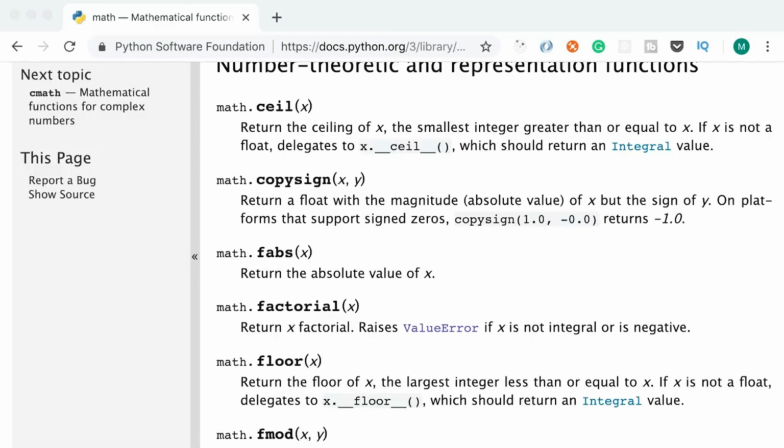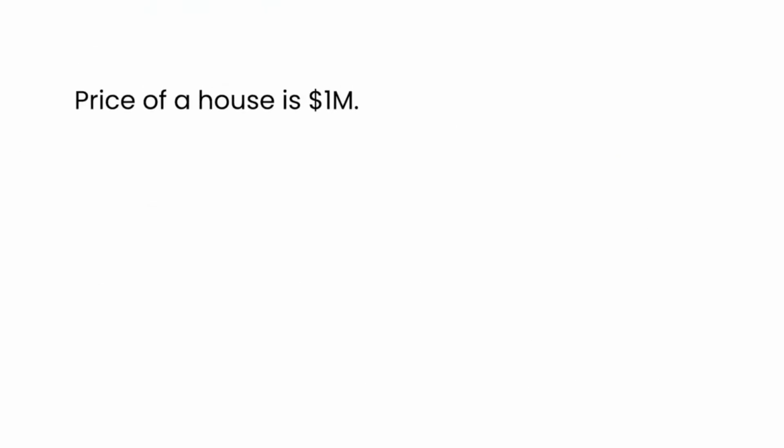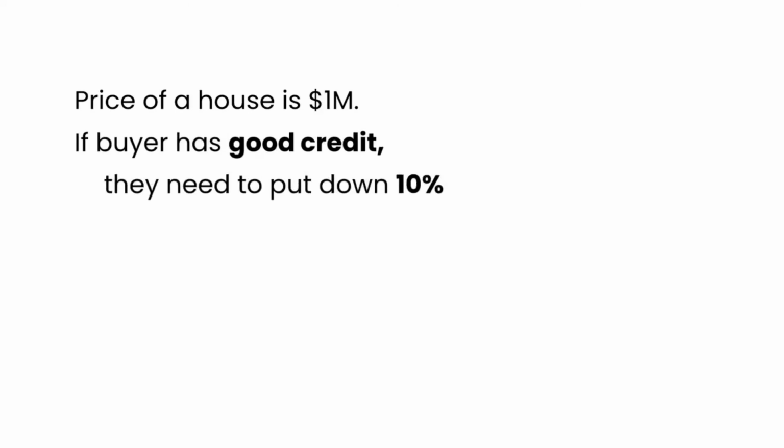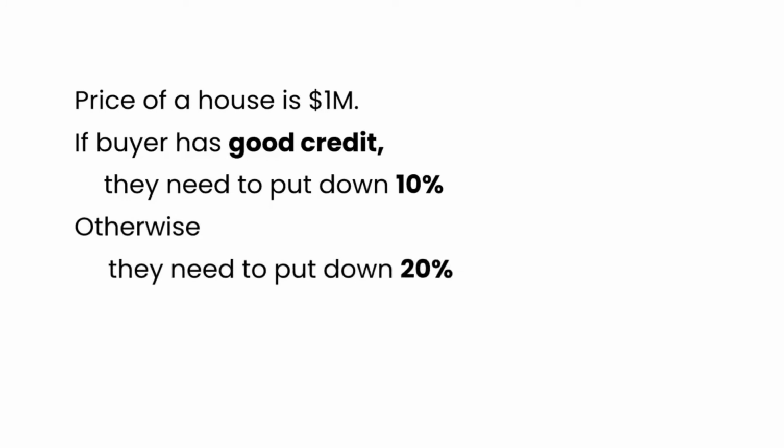Okay, here's an exercise for you. Imagine the price of a house is $1 million. Now, if the buyer has good credit, they need to put down 10% of the price of this property. Otherwise, they need to put down 20%. Write a program with these rules and display the down payment required for a buyer with good credit. You will see my solution next.